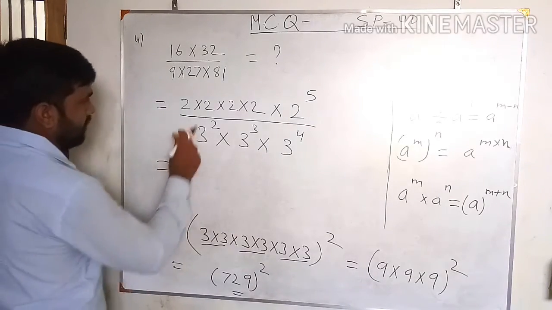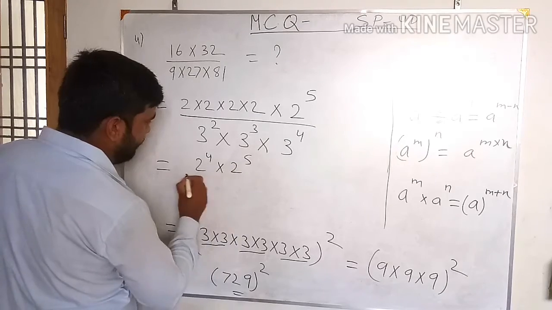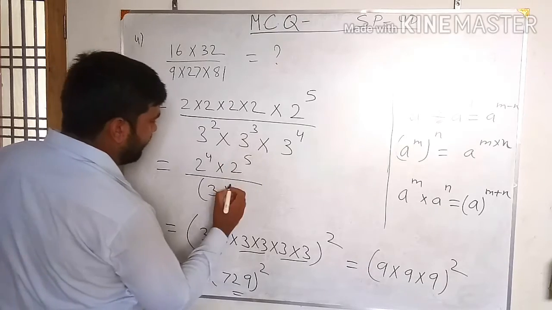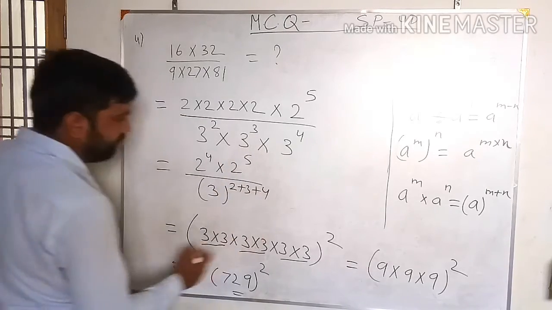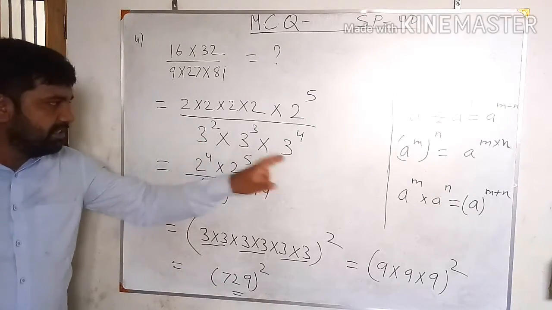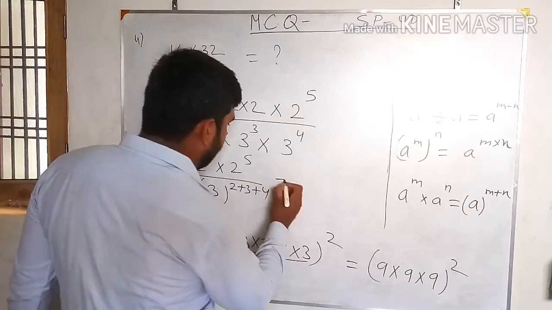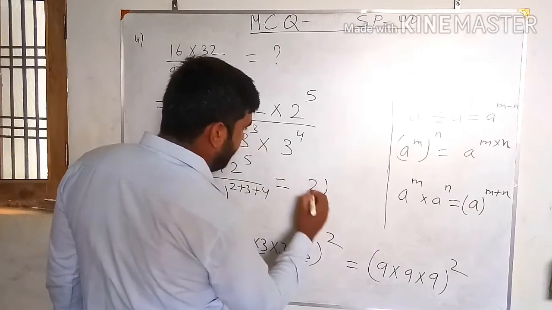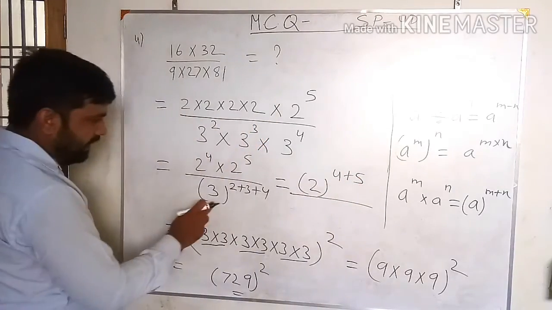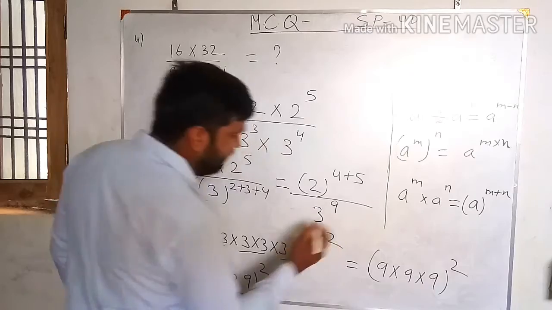Now you can write in the place of this 2 to the power 4, multiply 2 to the power 5. Now at the denominator, see, take the base common, apply the product law and add all the powers: 2 plus 3 plus 4. So here in the denominator place, we have applied the product law, each exponent having the same base 3 and all are multiplied with each other. So take the base common and add all the powers. Now in the numerator also, take the base common 2 and add the powers, 4 plus 5. Here also we apply the exponent law. And here we got 3 to the power 2 plus 3 is 5, 5 plus 4 is 9, that is 3 to the power 9.